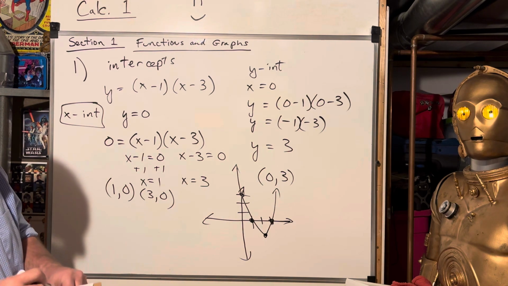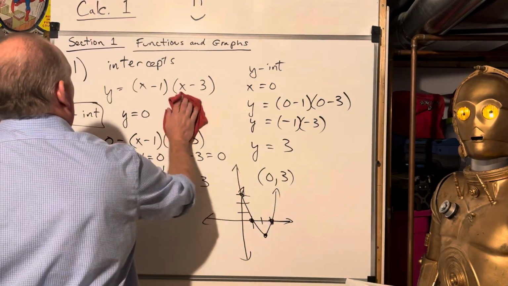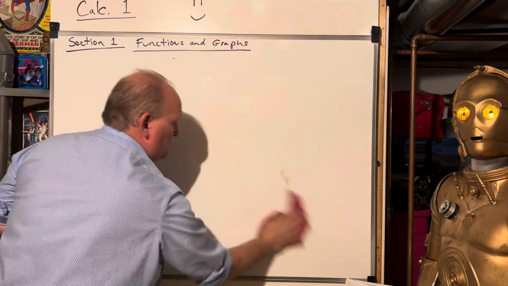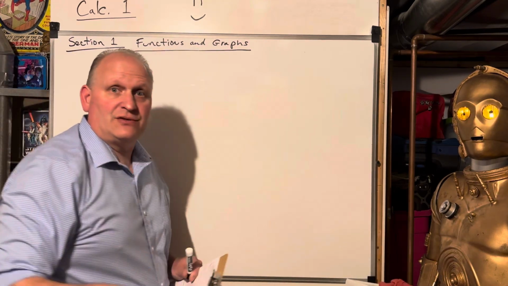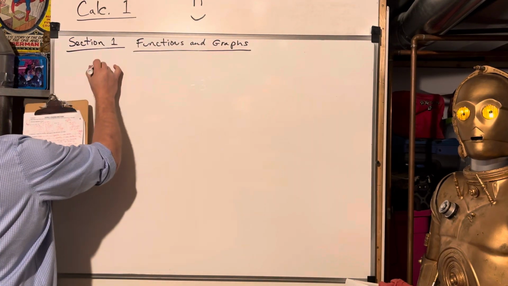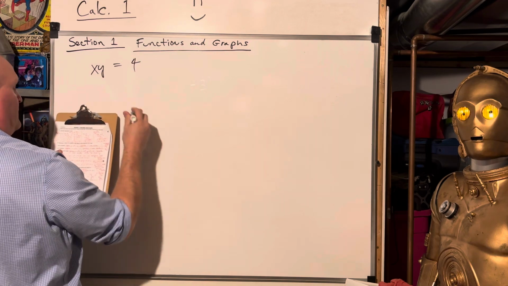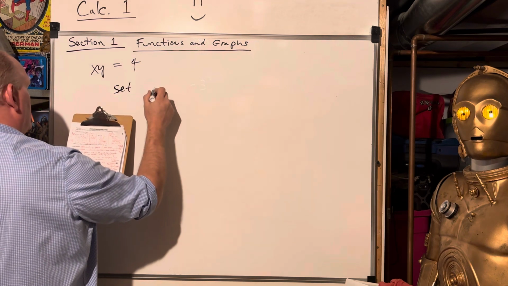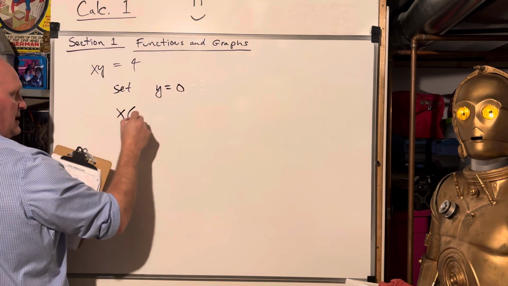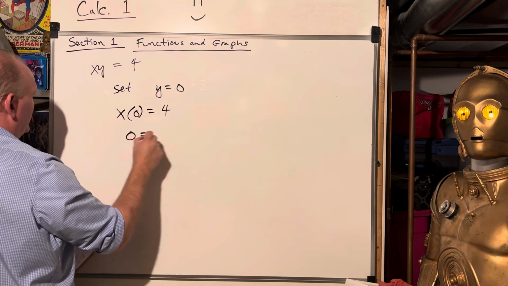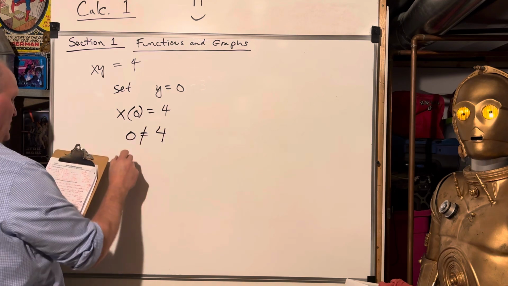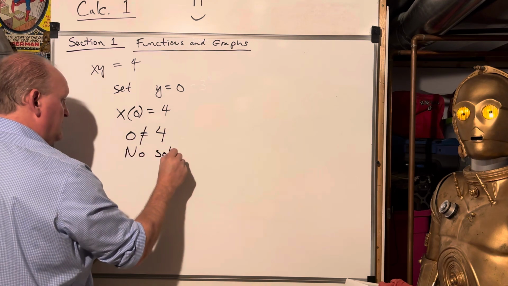Now, what if they give us a more complicated problem and tell us to find the intercepts? Then, if I erase it too fast, remember, you can just scan back and pause and get everything written down that way. So xy equals 4. Again, we're going to set y equal to 0 to find the x-intercept. But when we do that, we end up with x times 0, which equals 4. And that says 0 equals 4. And 0 does not equal 4. So that is no solution, which means there is no x-intercept.